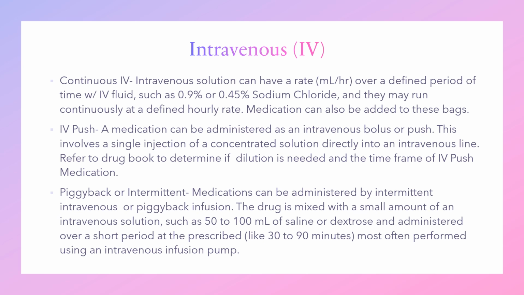A piggyback or intermittent medication: sometimes the medication is piggybacked into a continuous IV infusion, and this infusion is usually in a smaller bag of medication, between 50 and 100 mLs typically. Occasionally, it will go up to 250 mLs. This medication is usually run over 30 to 90 minutes and is often administered via pump.